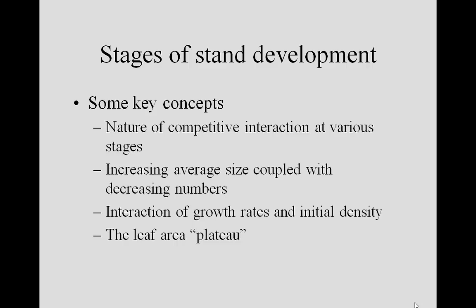And we reviewed the idea of a leaf area plateau for the population. This is an emergent property. So for an individual tree, leaf area, the amount of foliage that an individual tree is carrying, in principle continues to increase throughout its life. The rate of increase slows down as the tree ages, but in principle it continues to increase forever. That could be a 300-year-old tree.